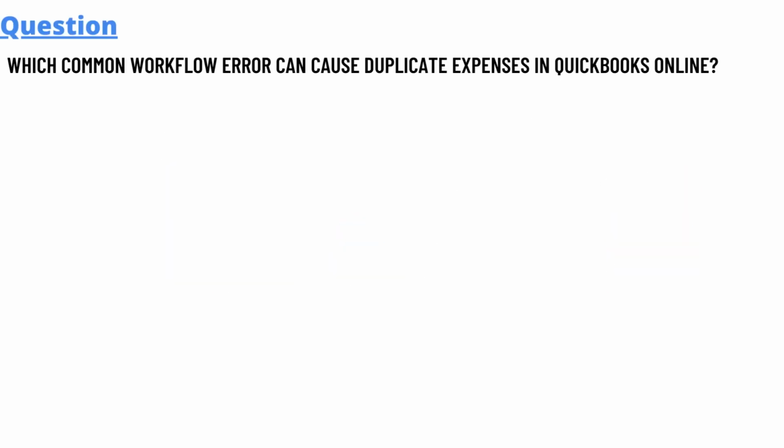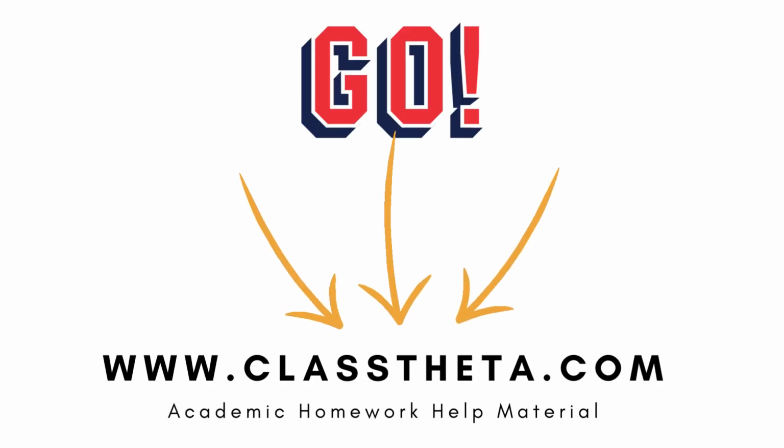So the question we'll be discussing today is: which common workflow error can cause duplicate expense in QuickBooks Online? The answer to the question is: create a bill to record a vendor expense and create a check to the vendor for the same expense. So that's the answer.